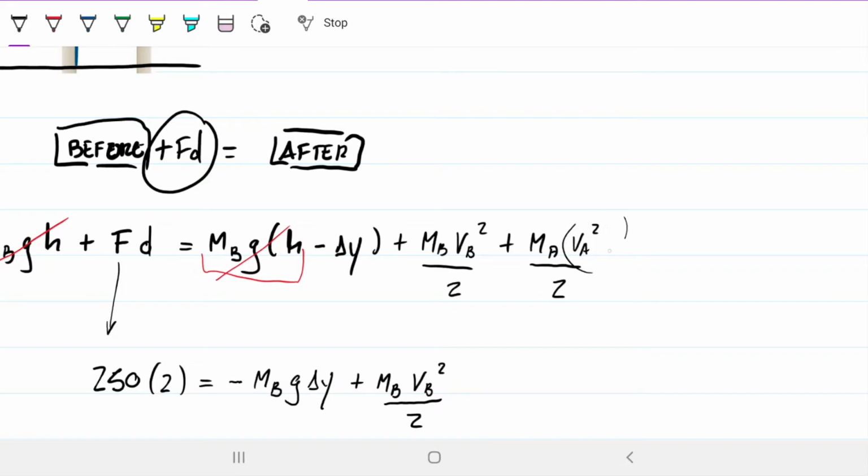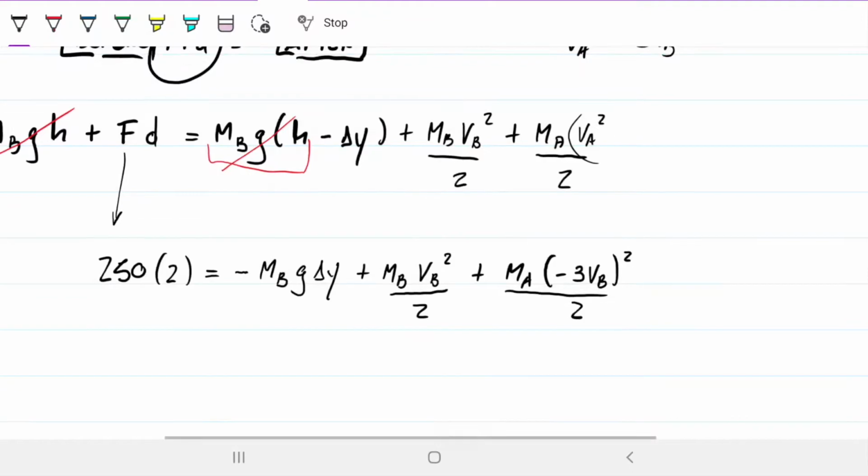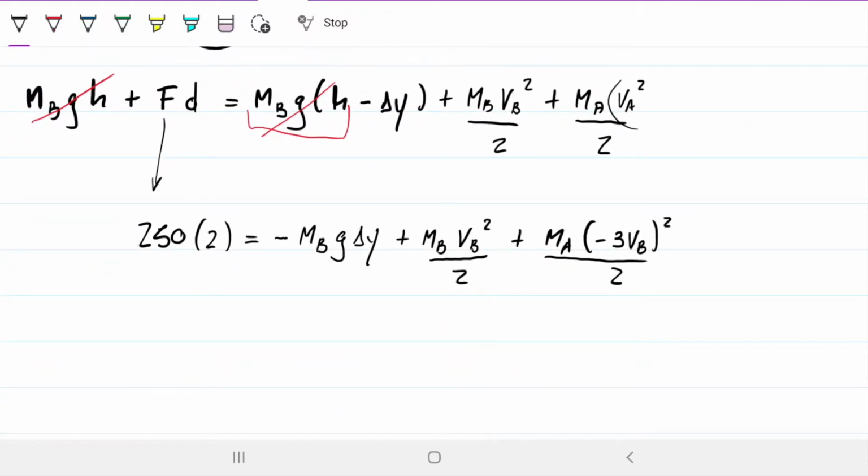And here I'm already going to switch, because we know that VA is just minus 3 VB. So I'm going to have mass of A times minus 3 VB squared over 2. Okay, so we're writing the whole energy conservation idea here as opposed to just winging it intuitively. Cool. So what next? Well, we need to find our delta y. If we have our delta y, then we can solve this right here.